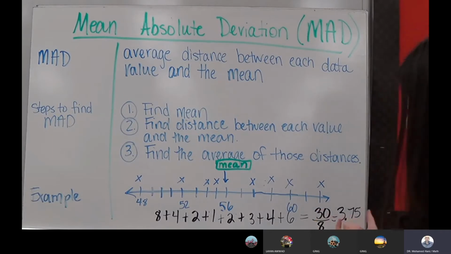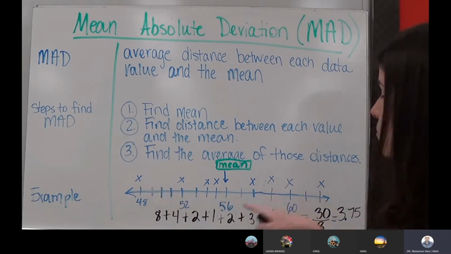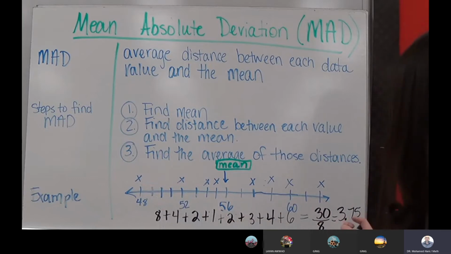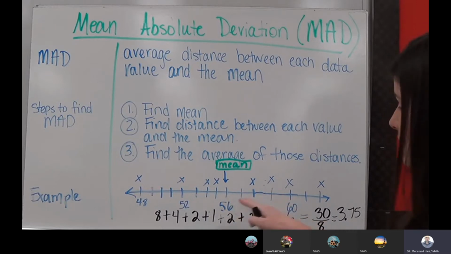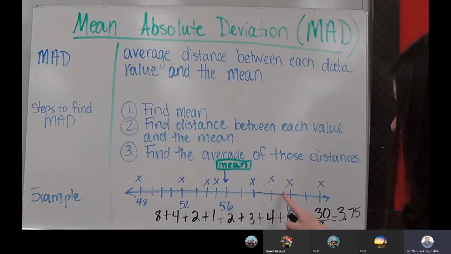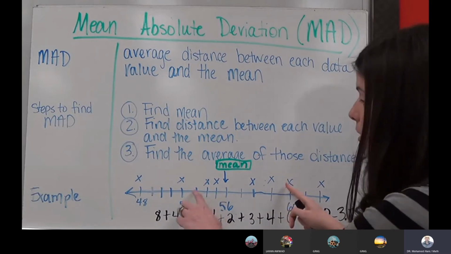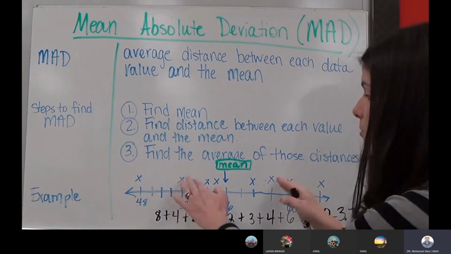Okay, so the average distance of these values from 56 is close to 4, but not quite 4. About 3, and it is 3 3/4. And you should look and see, does that make sense? So 3 3/4 would be 1, 2, 3, about here. Does that seem close to the middle?